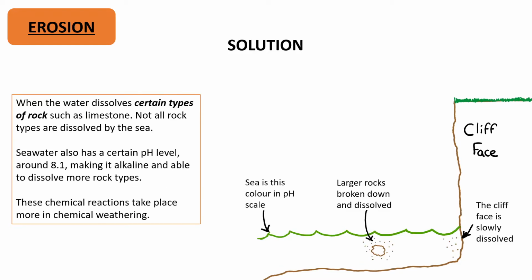Next up is solution. This is when the water dissolves certain types of rock, such as limestone. Not all rock types are dissolved by the sea, however. Seawater has a certain pH level, around 8.1, and as you can see from the drawing, this is why the sea is green here, because this is the colour that the seawater would turn in a pH scale. This makes it alkaline and able to dissolve more rock types. These chemical reactions take place more in chemical weathering.